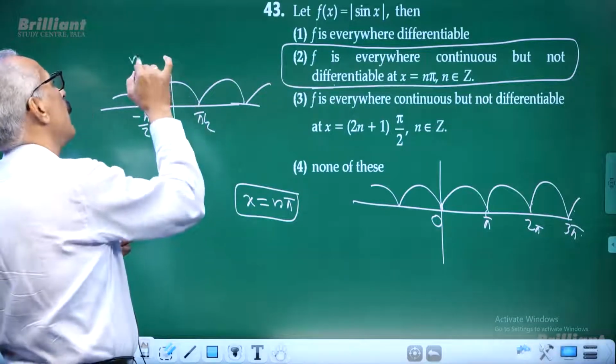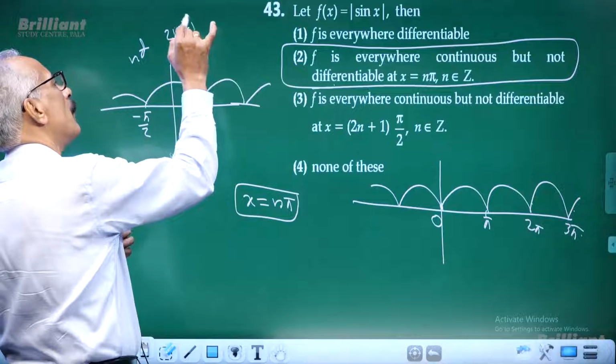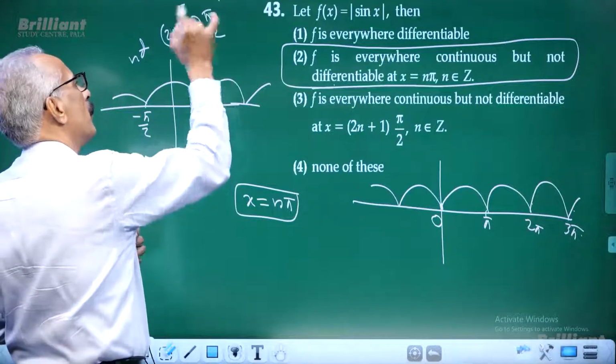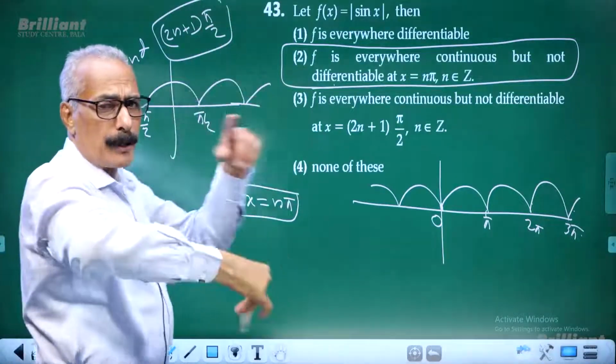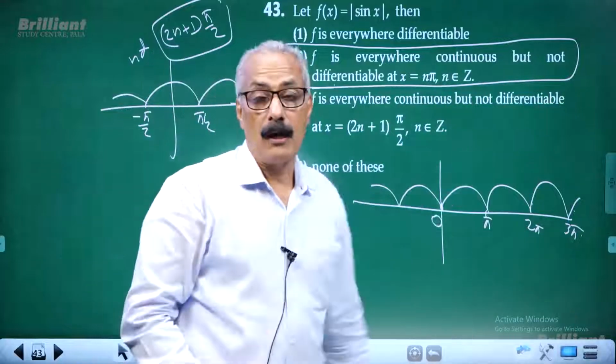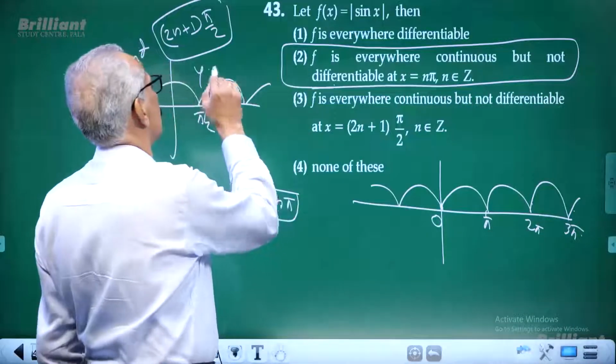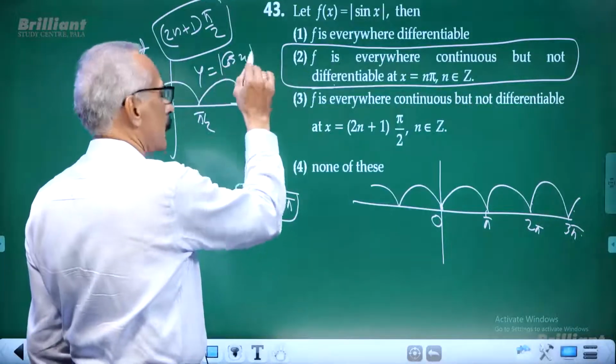So it is not differentiable at (2n plus 1) into pi by 2. Odd multiples of pi by 2. Pi by 2, 3 pi by 2, 5 pi by 2, 7 pi by 2, etc. y is equal to modulus of cos x.